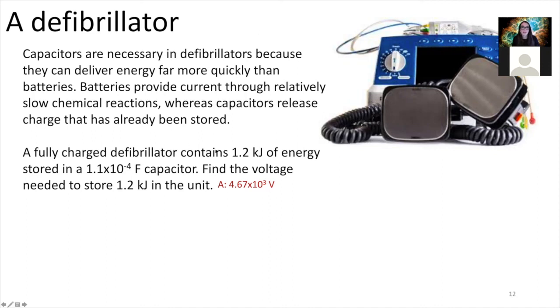So a fully charged defibrillator contains 1.2 kilojoules of energy stored in a 1.1 times 10 to the minus 4 farad capacitor. Find the voltage needed to store 1.2 kilojoules in the unit. And let us work on that very quickly. There's a bunch of ways we can store energy in a capacitor. Remember that it's equal to 1/2 QV. It's equal to 1/2 CV squared, and it's equal to 1/2 Q squared over C.